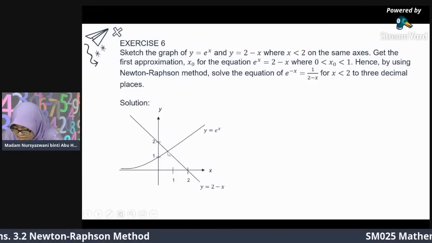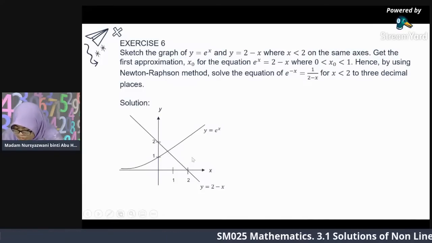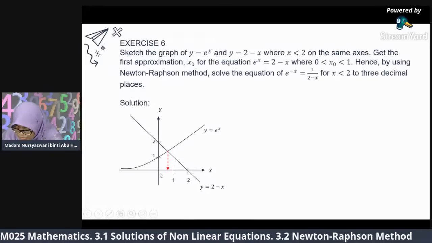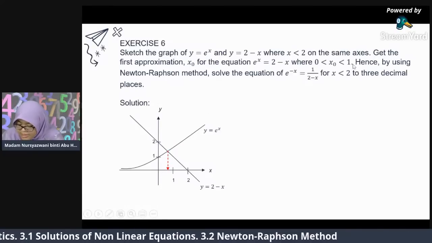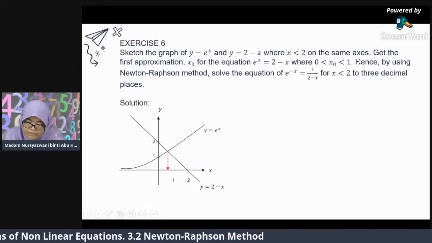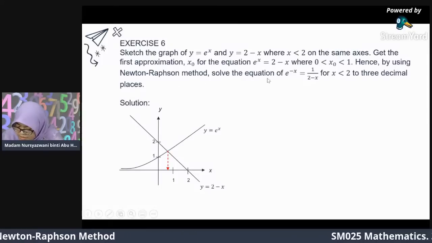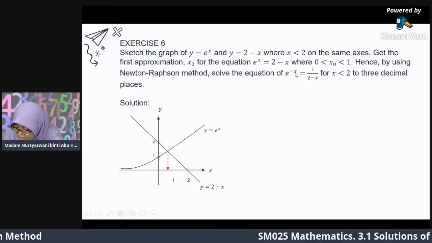So dari sini kita nampak point of intersection here. So first approximation is between 0 and 1. Ini di antara 0 dan 1. Okay. So sekarang ni soalan ni kata hence by using Newton-Raphson method solve the equation e to the power of negative x equal to 1 over 2 minus x.